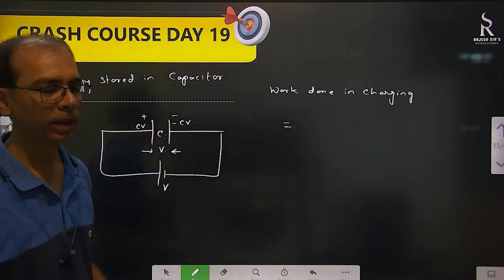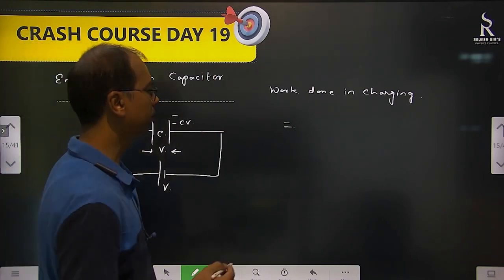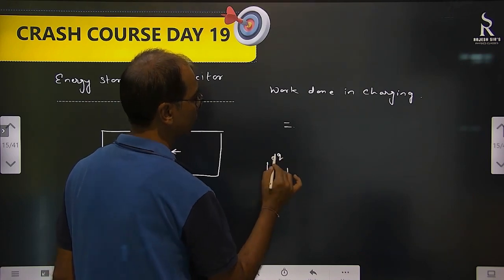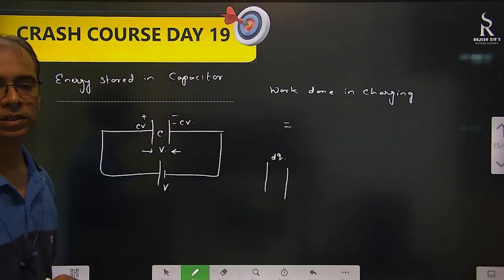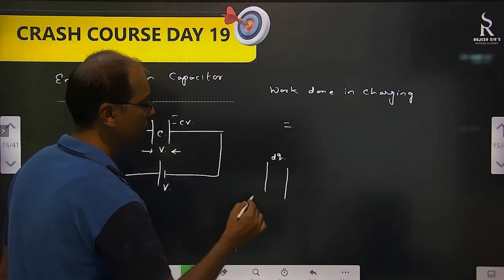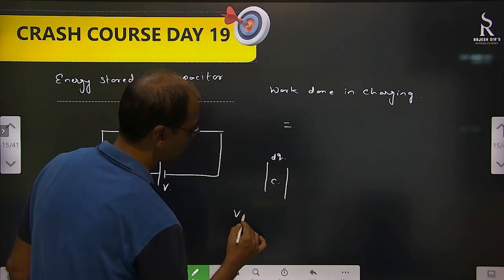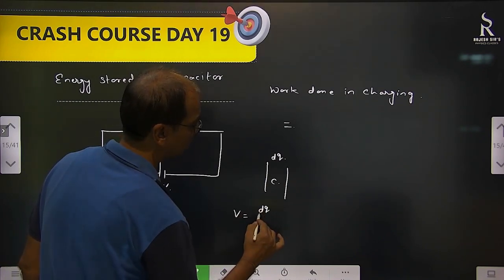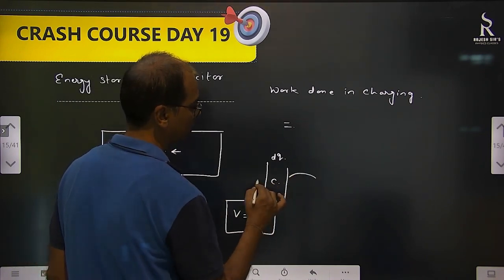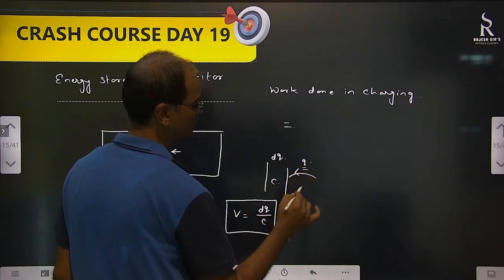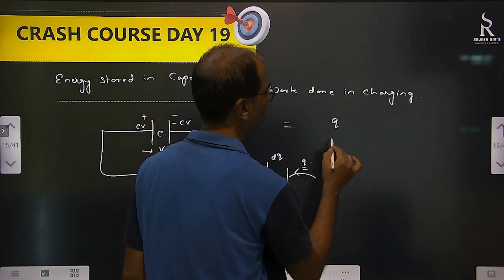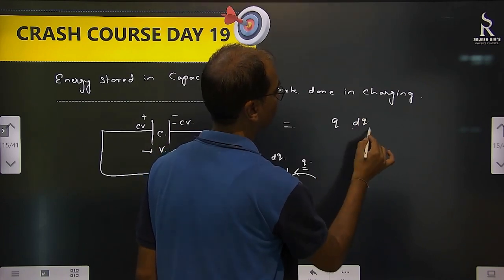Okay, so what we did: initially suppose dq charge was given to it. Initially dq charge is here. Capacitance is constant, only C. So how much is the initial potential on that one? Say dq by C. Then you are bringing q charge. So work done is what? Q delta V, we know that. So Q into V. What is V? dq by C.